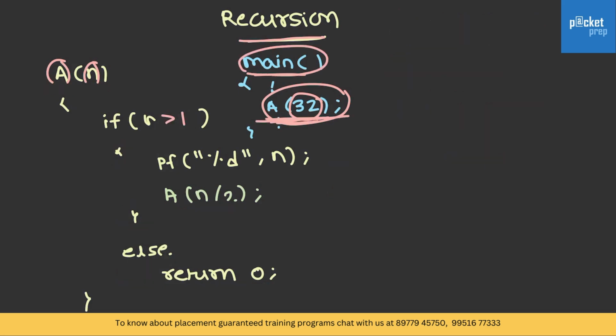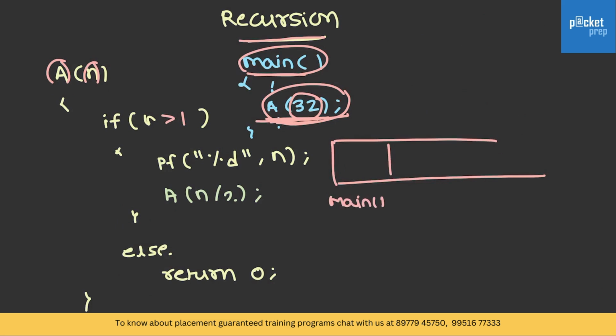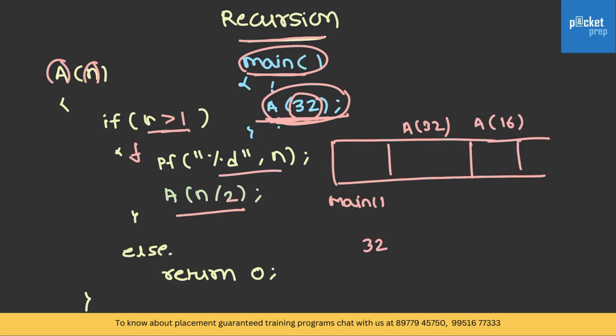A function call has been made from the main function. So initially the main function will be pushed onto the stack. Now a function call has been made, a of 32, and we check whether 32 is greater than 1. Yes, true. So it enters the conditional statement. Now the value of 32 will be printed. Again the function call will be made for a of n by 2. So a of 16 will be pushed onto the stack.